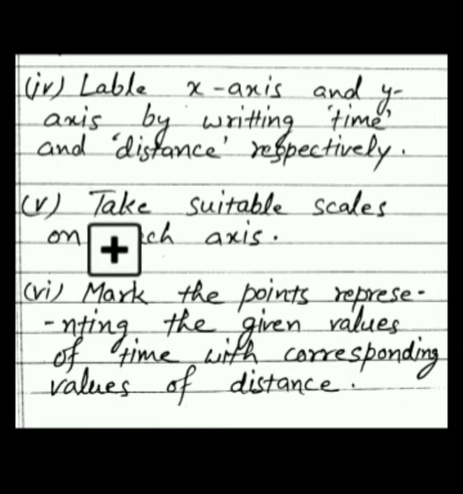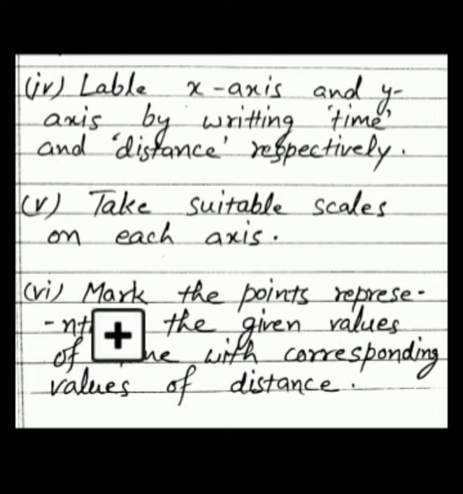Now students, as step 5, take suitable scales on each axis. Students, this step is very important and you have to understand it carefully. This needs some practice also. So choosing a scale should be done in such a way that the graph is not too small. The distance time graph must not be too small or too big, so that it goes outside the graph sheet. So you have to take a suitable scale with suitable units for time and distance respectively.